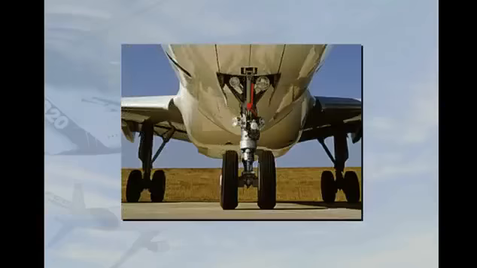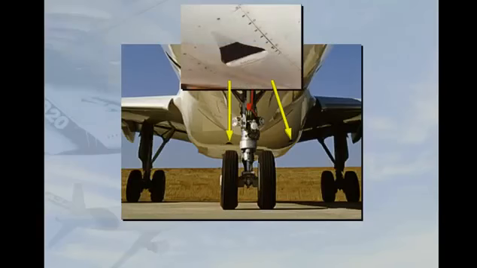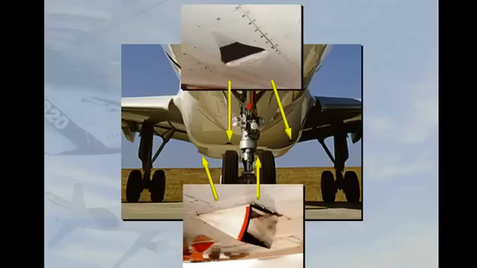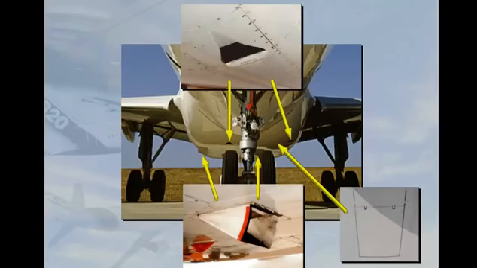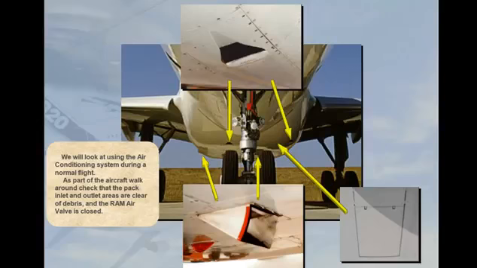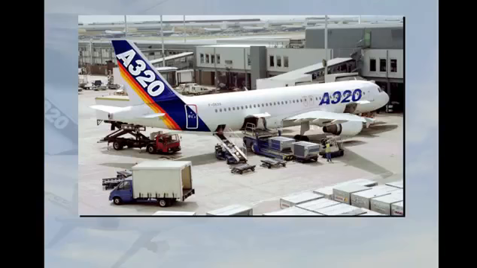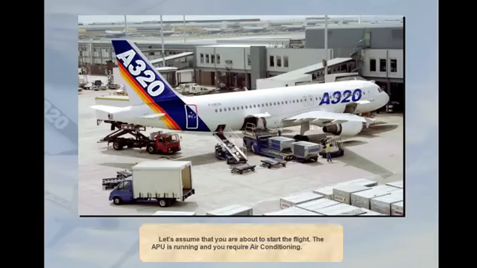We will look at using the air conditioning system during a normal flight. As part of the aircraft walk-around, check that the pack inlet and outlet areas are clear of debris and the ram air valve is closed. Let's assume that you are about to start the flight. The APU is running and you require air conditioning.